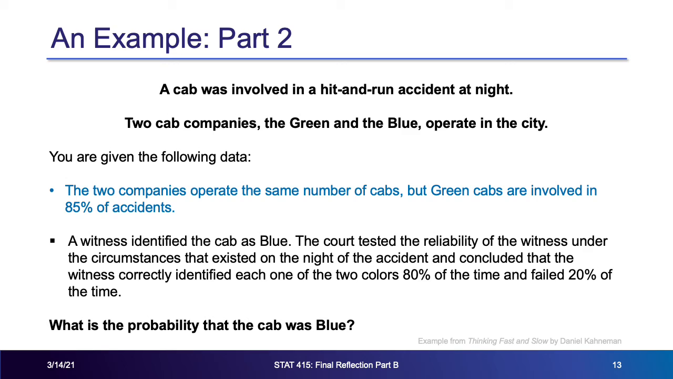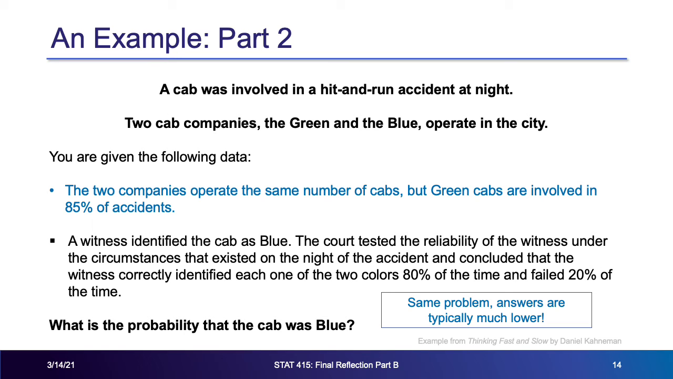The researchers then asked the survey respondents a different question, or actually the same question but with a different first part. They replaced that first part and said that the two companies operate the same number of cabs, but green cabs are involved in 85% of accidents. They found that even though this is effectively the same problem in terms of numbers, the answers for the probability that the cab was blue were much, much lower.